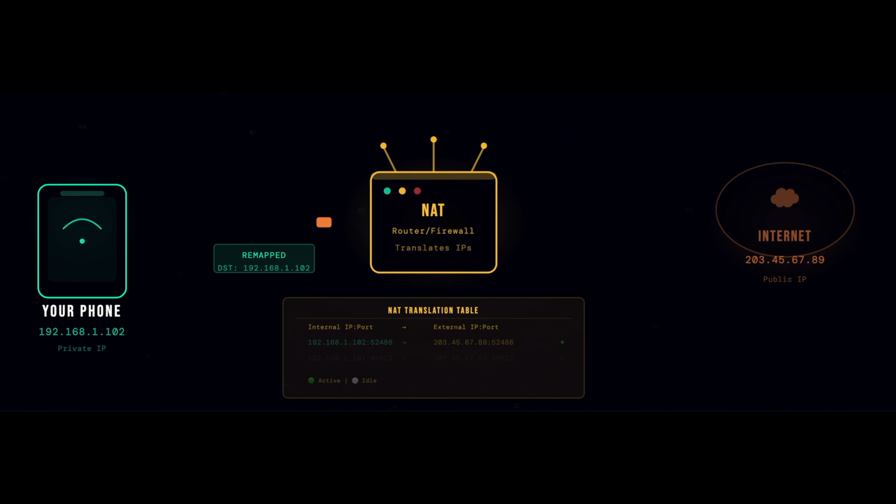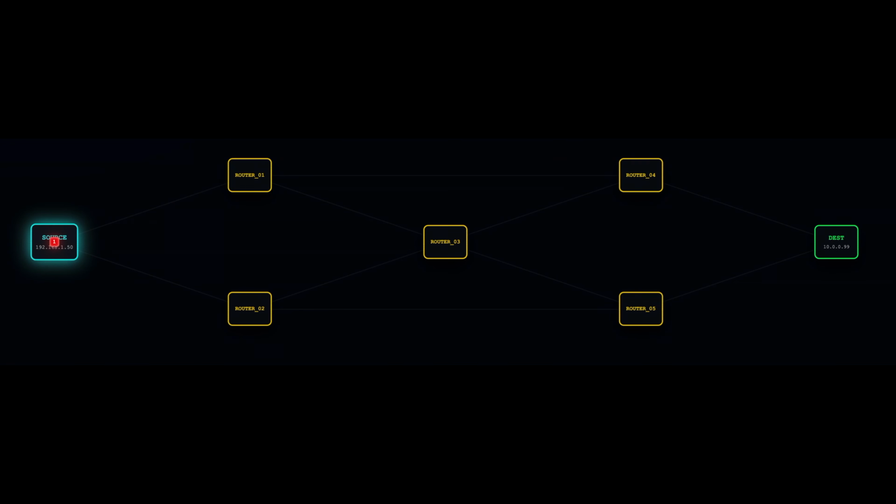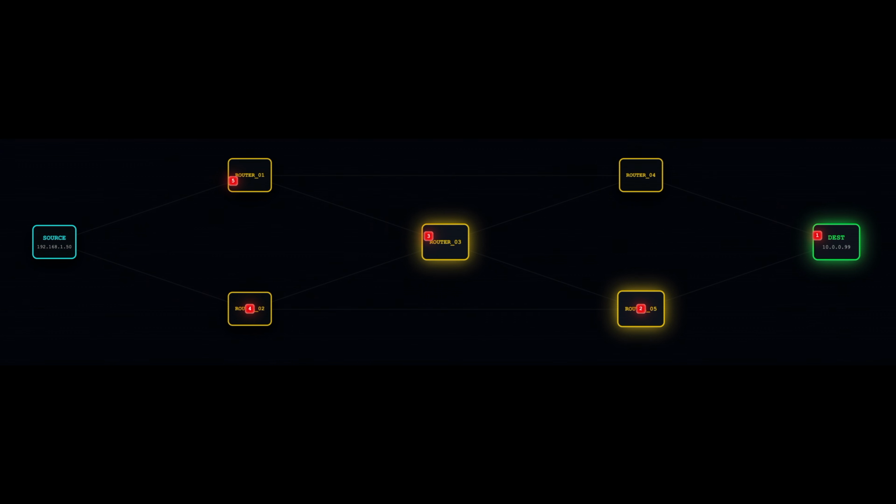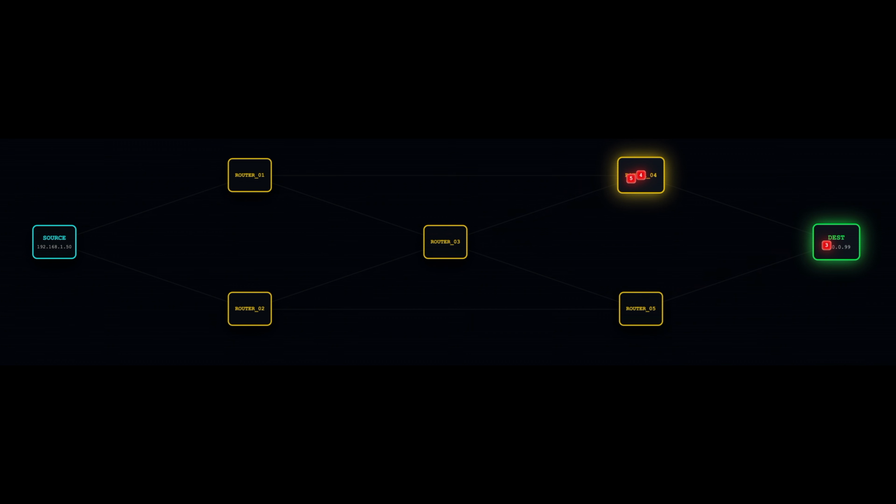This is a key concept in cybersecurity because it hides internal network structures from the outside world and adds a layer of protection. When data travels across the internet, it is broken into small pieces called packets. Each packet contains the source IP address, destination IP address, and the actual data payload. These packets move through routers, which act like traffic controllers. Each router reads the destination IP and forwards the packet to its next hop.